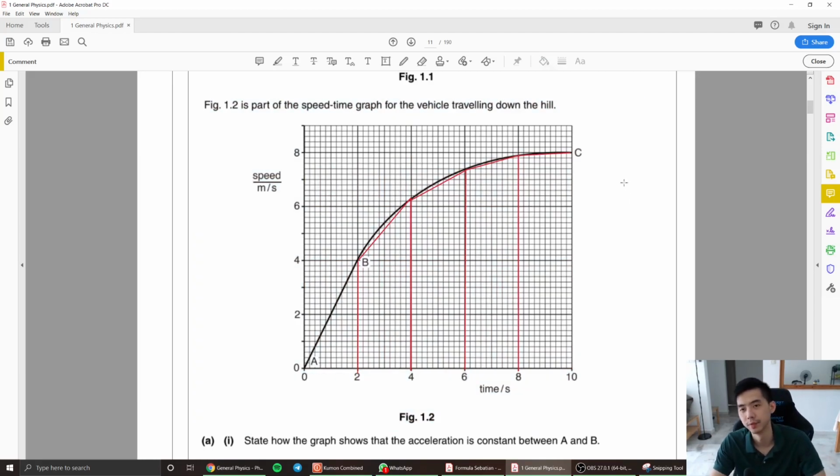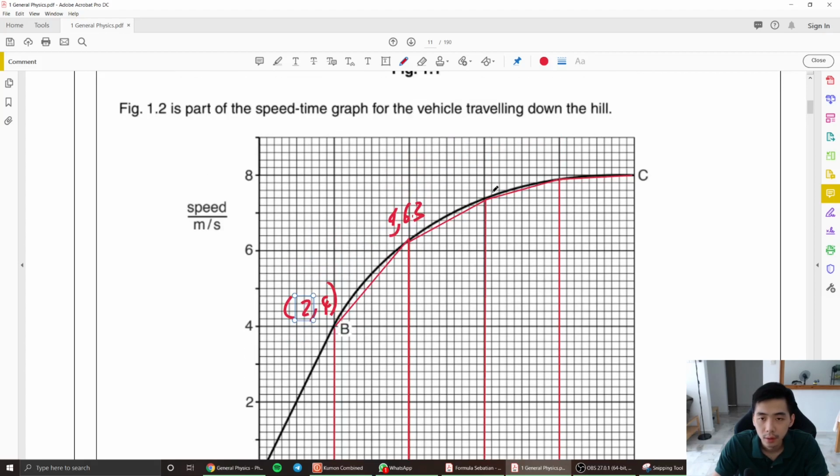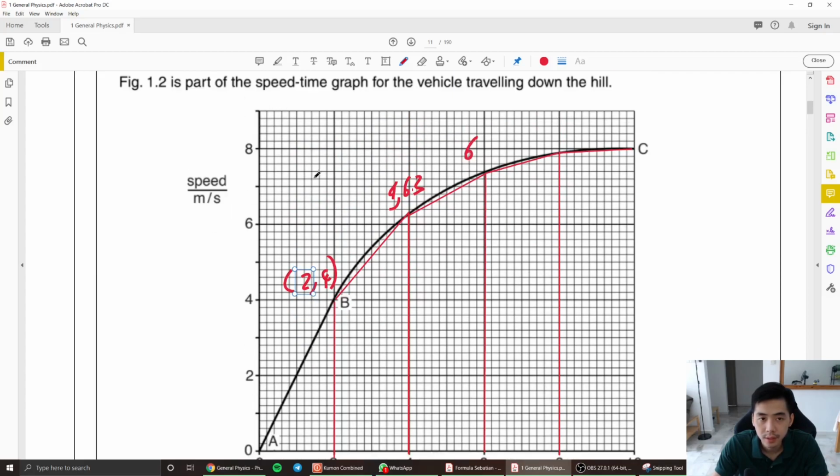And you're going to ignore the rest of it. Okay, so if you ignore the rest of it, first things first, what's this unit here? The coordinate here is 2, 4. The coordinate here will be 4, 6.3. The coordinates here will be 6, 7.2. And the coordinates here will be 8, 7.9. Here will be 10, 8.